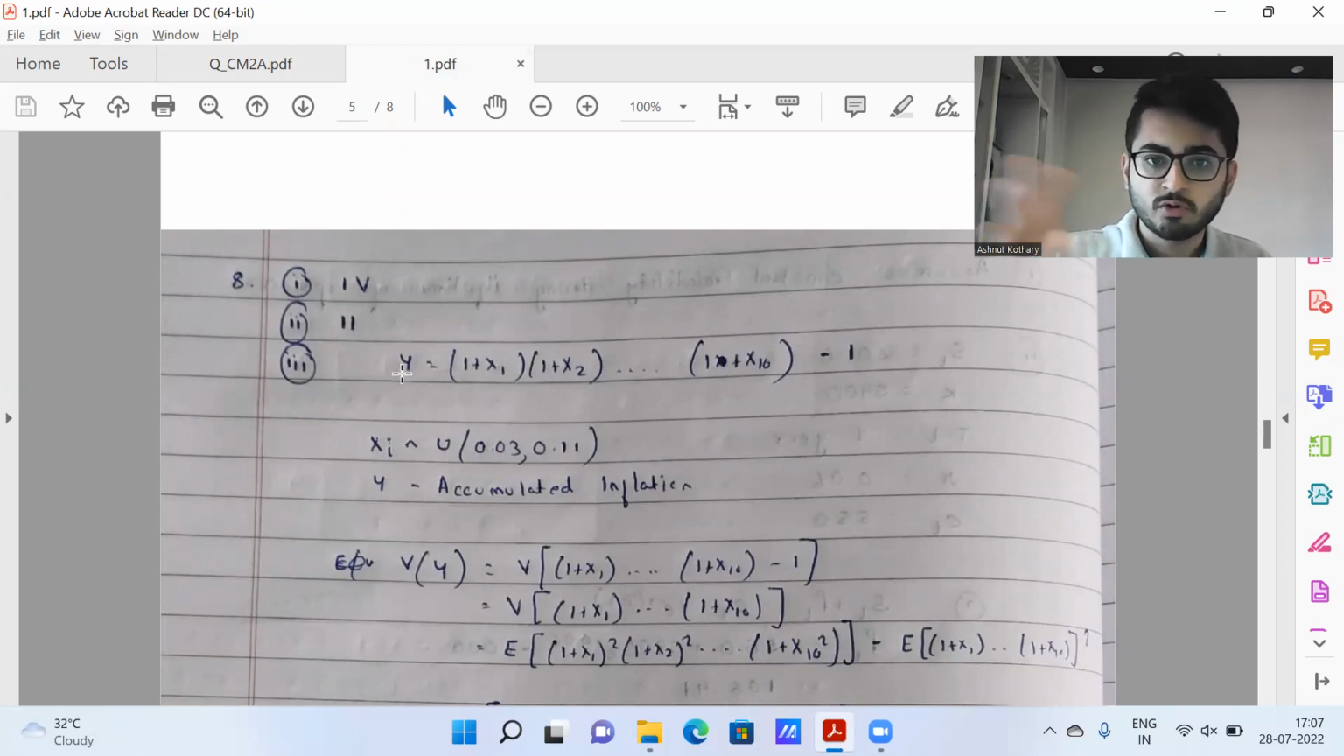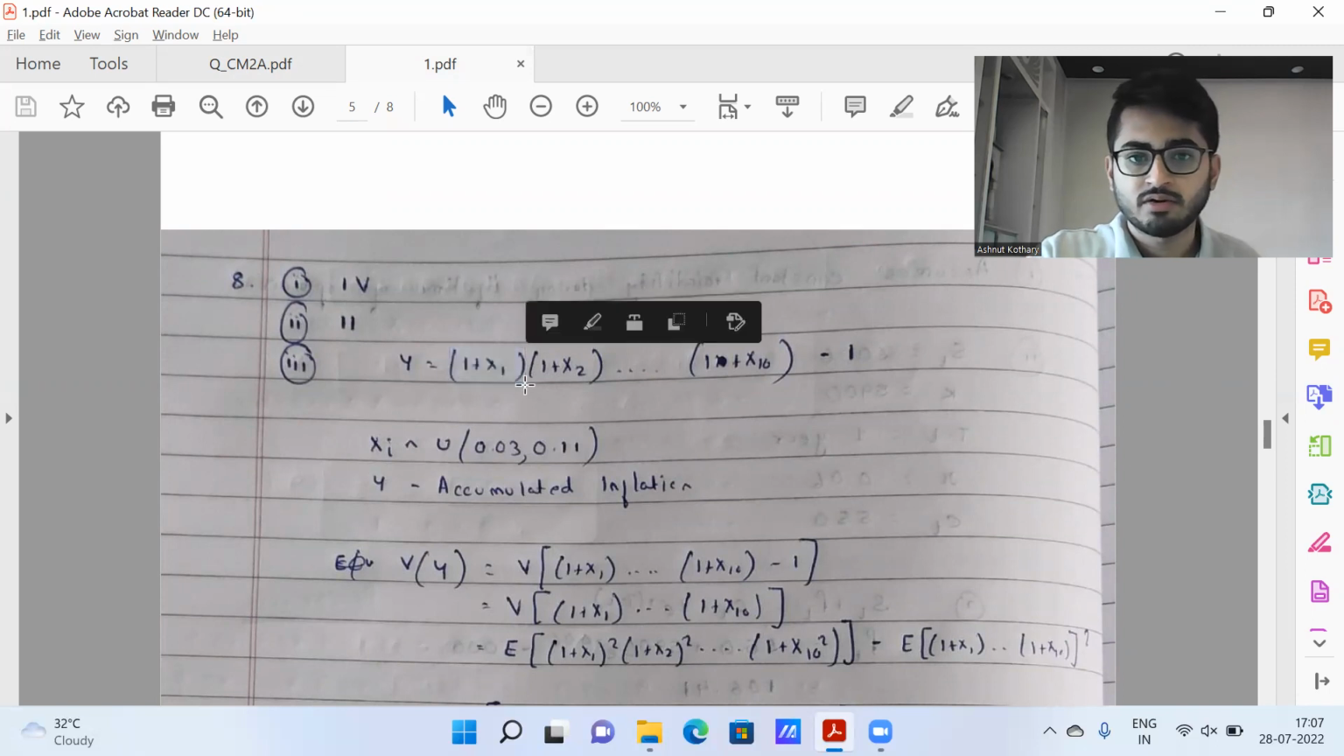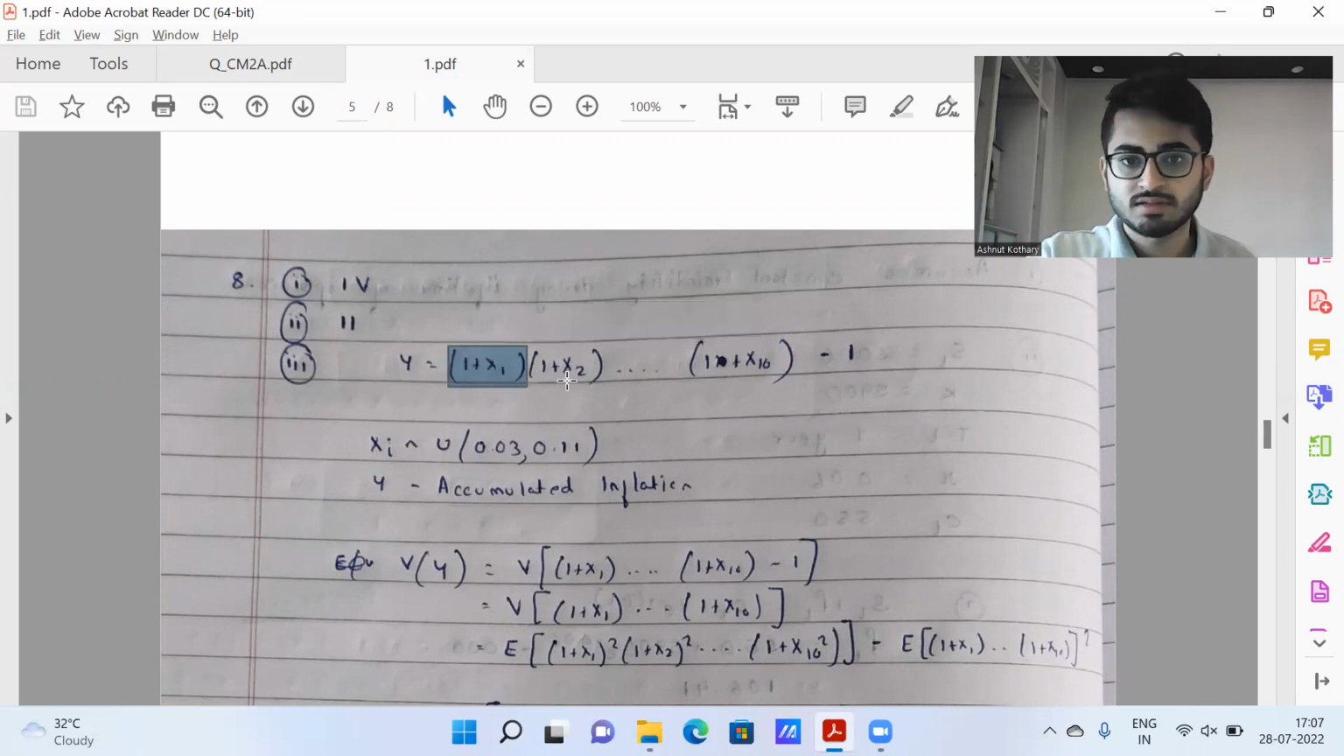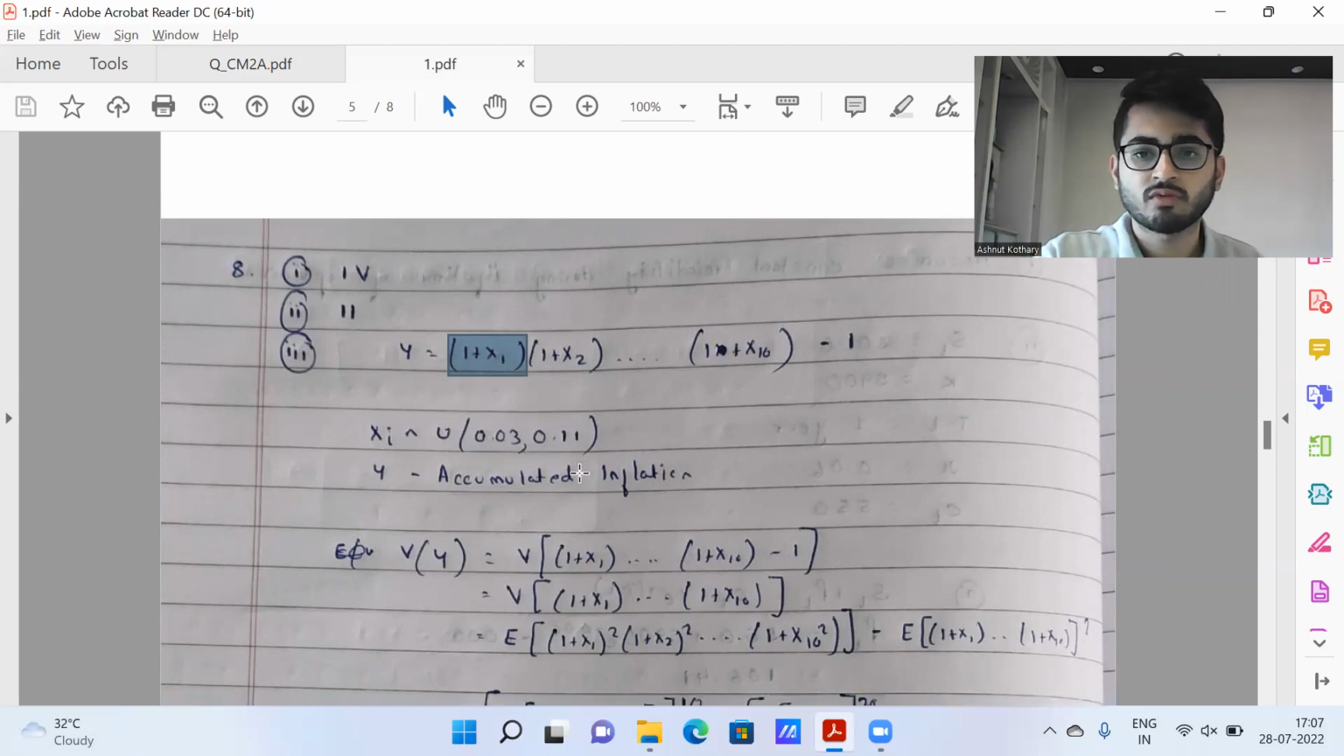Then for part 3, we need to find the variance of the accumulation. So if Y is the total accumulation due to inflation, it is 1 plus X1, the inflation growth in the first year, then the second year, and so on, and then a minus 1, just to give the overall inflation rate. So here you can think of Y as the accumulated inflation. If you talk about the accumulated inflation factor, then it should actually be 1 plus Y. So it depends on how you're defining it. The end result should be the same.